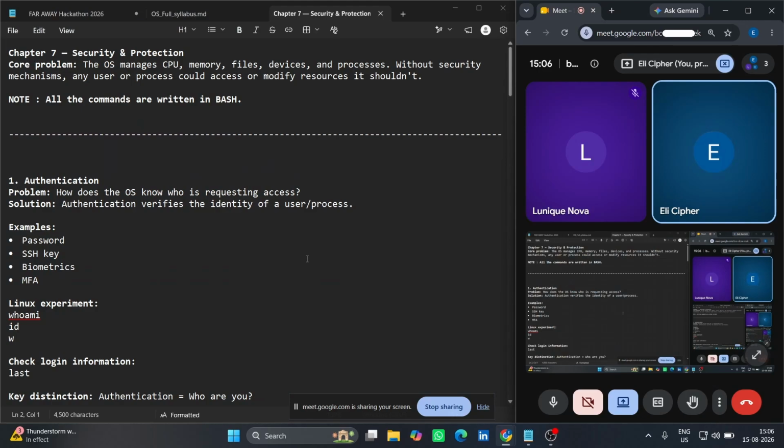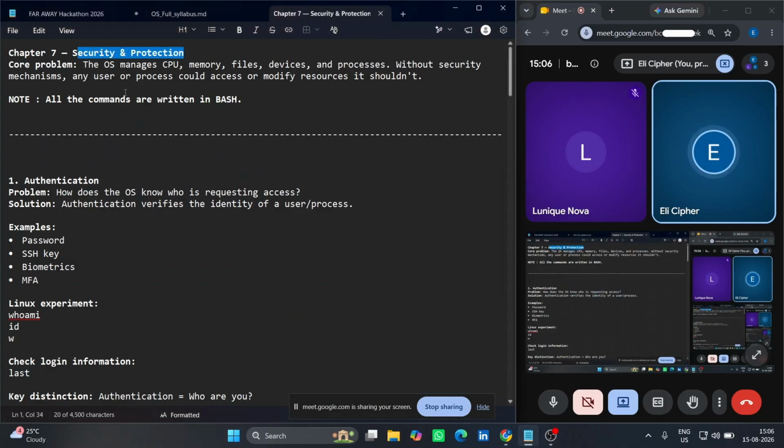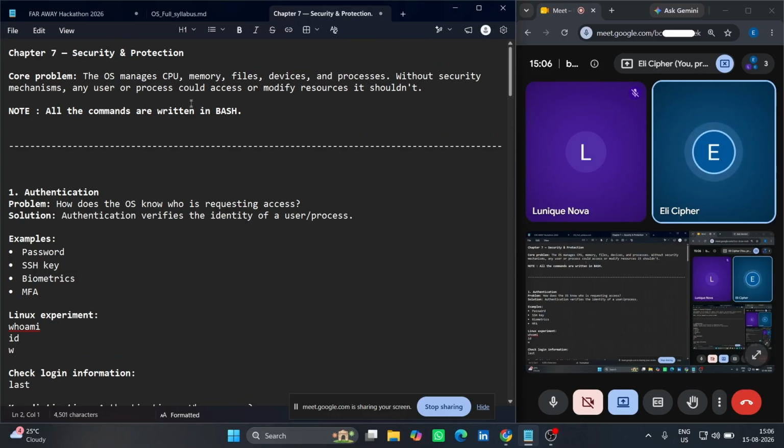Here we go. So today we have to start from our chapter number 7, security and protection of our operating system module, right? So, Lini, can we start?